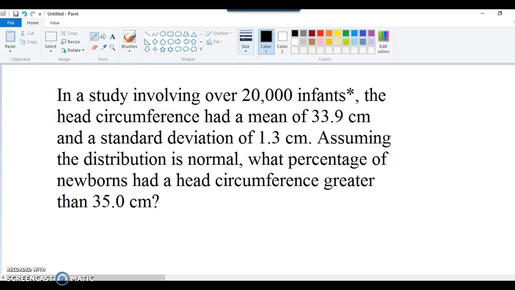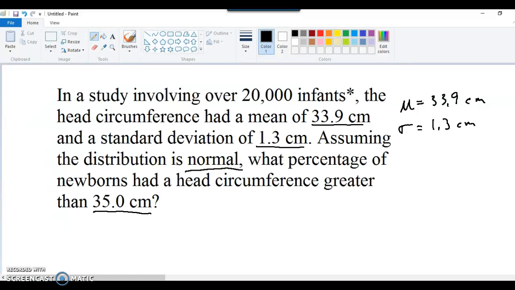All right, let's stop there for just a moment and let's write this down before we keep going. So I'll use the Greek letter mu for mean, 33.9 centimeters. Standard deviation, 1.3 centimeters. Okay, assuming the distribution is normal, that's pretty important, otherwise we can't do this calculation. What percentage of newborns had head circumference greater than 35.0 centimeters?